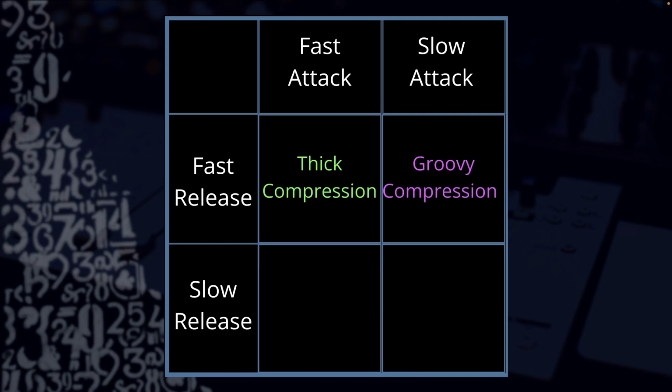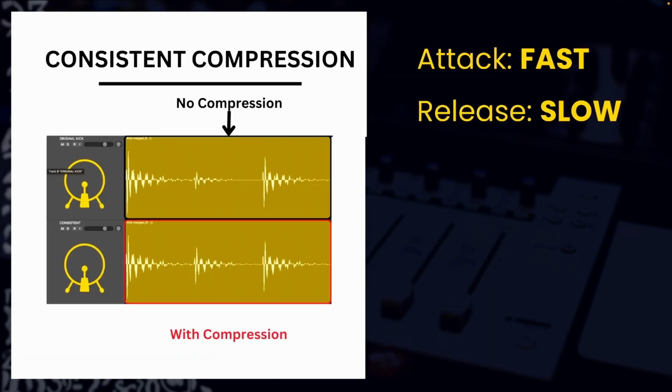Then we have fast attack and slow release. So this is known as consistency compression, the only exception where we're not actually focusing on the microdynamics. So we're not focusing on the difference between the transient and the tail because consistency compression captures everything. So without compression, we have a very inconsistent take overall. Note to note, there's a big variance of dynamics versus after consistency compression, it's going to normalize everything and make it more consistent, hence the name consistent compression. We will not use this very often, if at all.